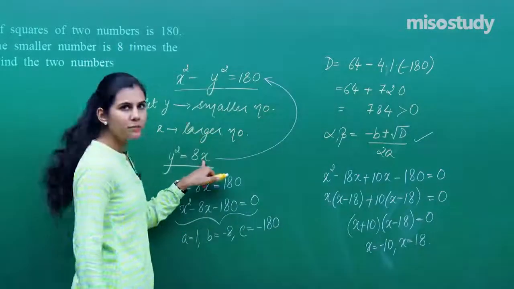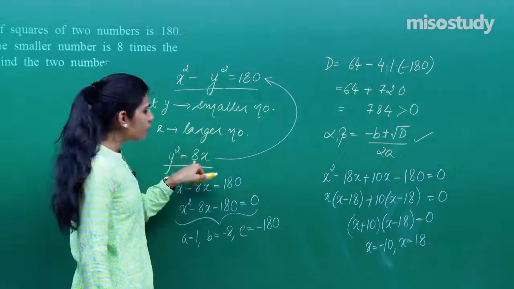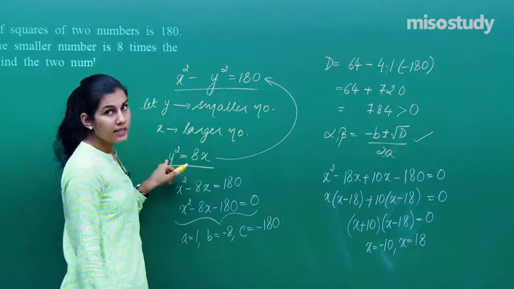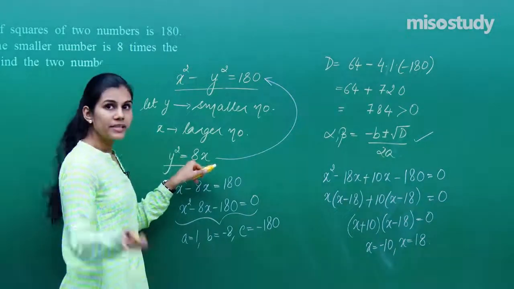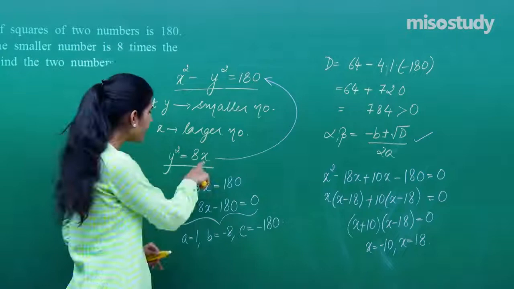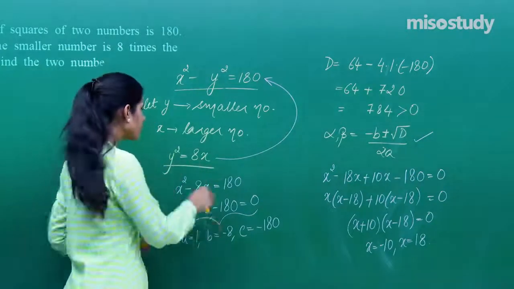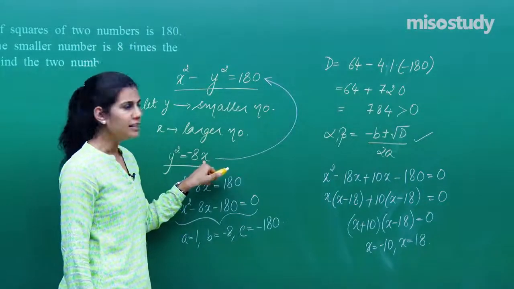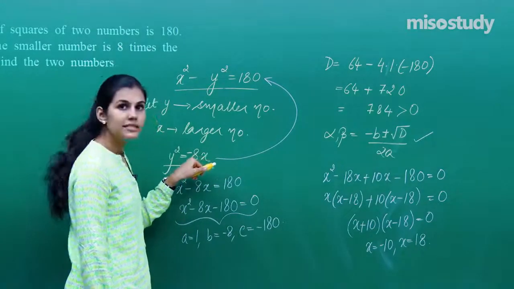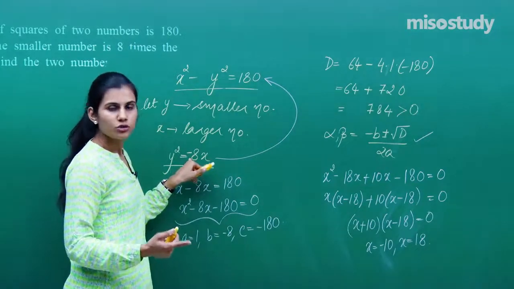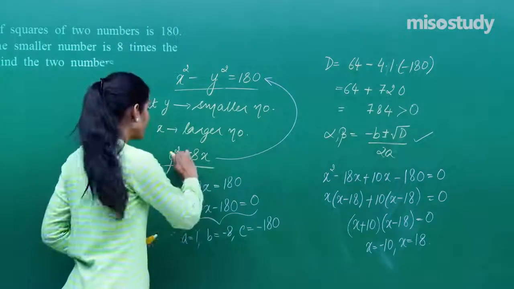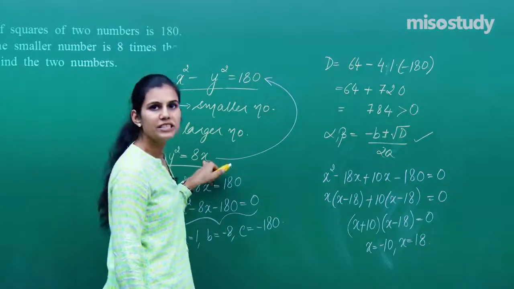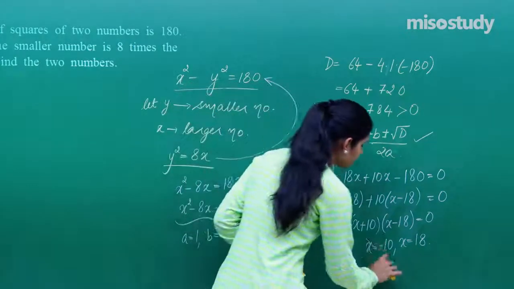If you take x equals minus 10, y square will come out to be 8 into minus 10, which is minus 80, which is negative. y is definitely a real number. Square of any real number can never be negative. Therefore, x is not allowed to be negative. If suppose y square would have been minus 8x, then I would have accepted x equals minus 10, because that would have given me minus 10 into minus 8, which is plus 80. So that is an acceptable value of y square. But because I am not having this over here, that is why I cannot accept negative value of x. So x equals minus 10 is not acceptable.